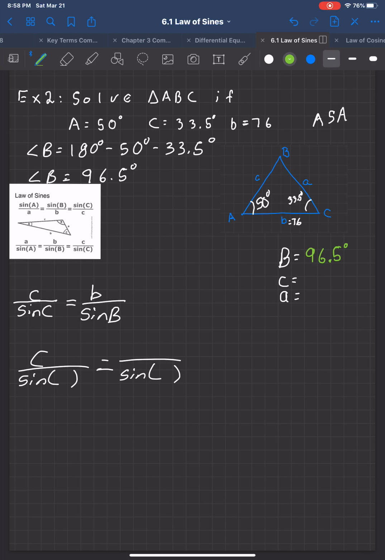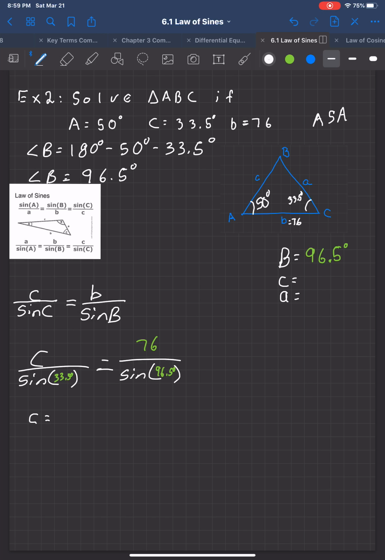So sine of C. I have little c, and big angle C is 33.5 degrees. And then little b, in this case, is 76. And angle B is 96.5 degrees. Okay. So at this stage, I'm going to solve for little c. I'm going to solve for side C.